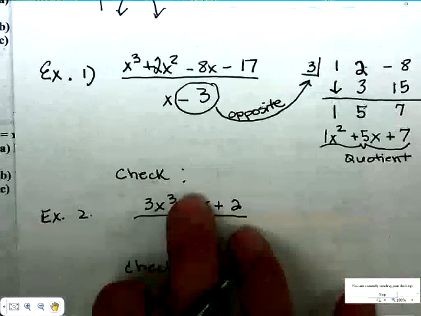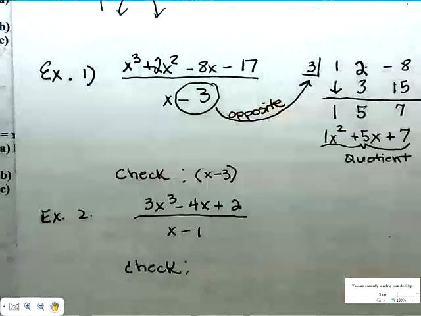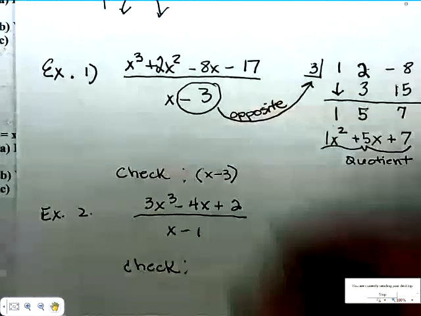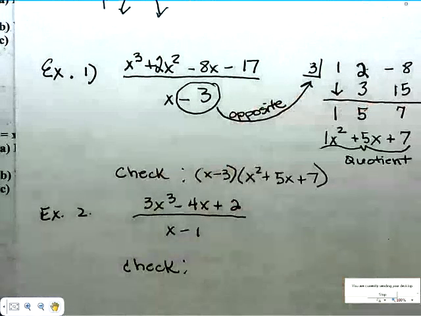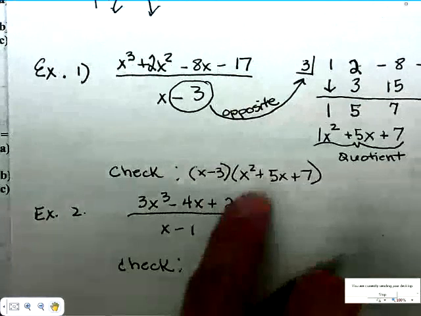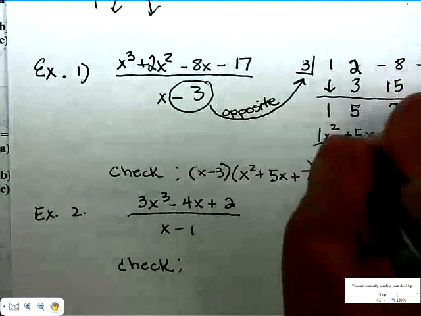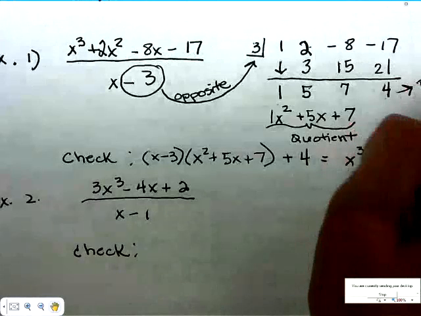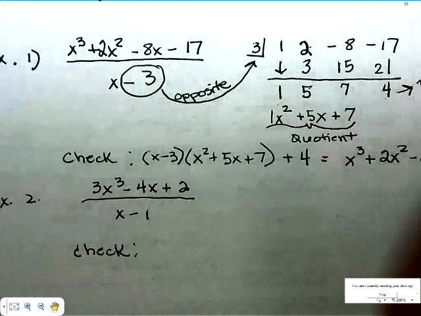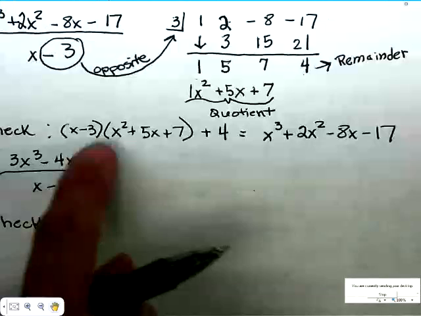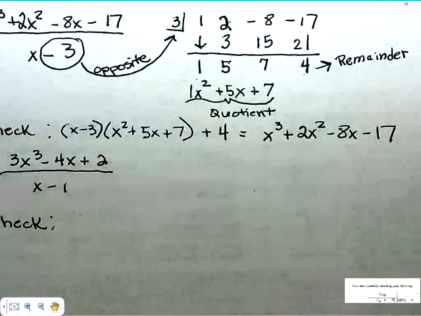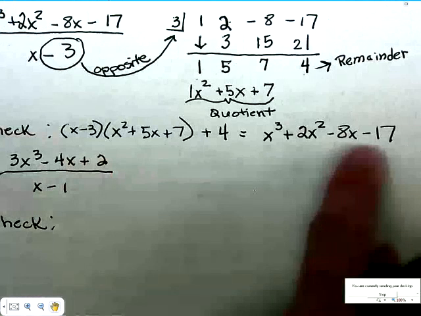If I multiply the divisor, which was x minus 3, times the quotient I found, x squared plus 5x plus 7, it would take a few minutes to multiply that out, but I could do it. I know how. If I multiplied that out and then added 4, it would give me back the numerator I started with. I don't have time to prove it, but, at the party tomorrow, you could multiply x minus 3 times x squared plus 5x plus 7, and then add back your 4, and you'd get what you started with.